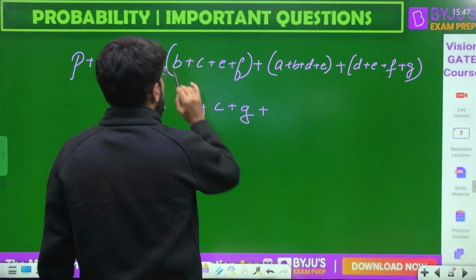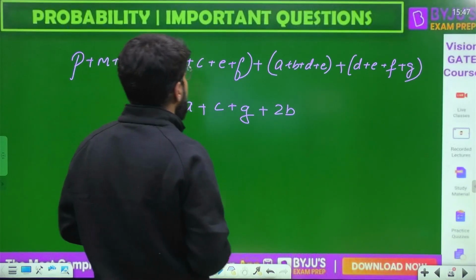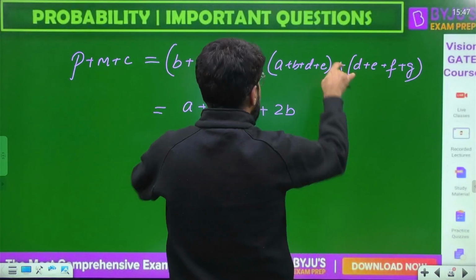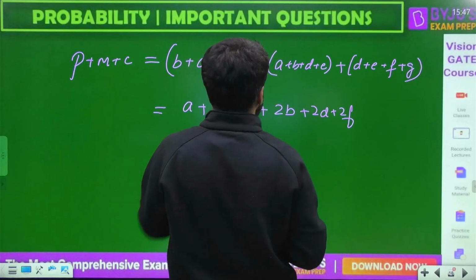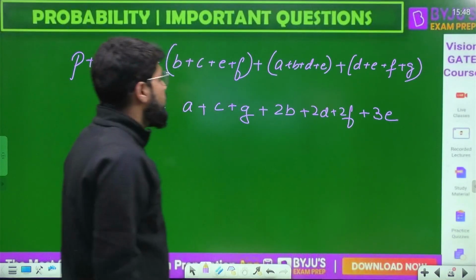Then, you are getting B 2 times. B is coming 2 times. Similarly, F is also coming 2 times. And D is also coming 2 times. So 2D and 2F. Then E is the term which is common to all. E is the term common to all.